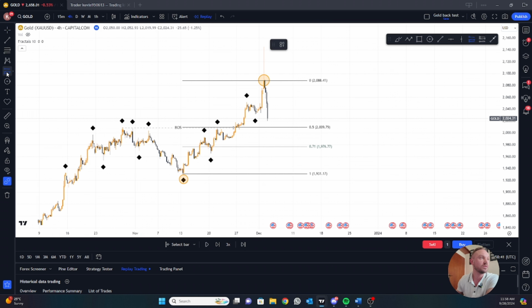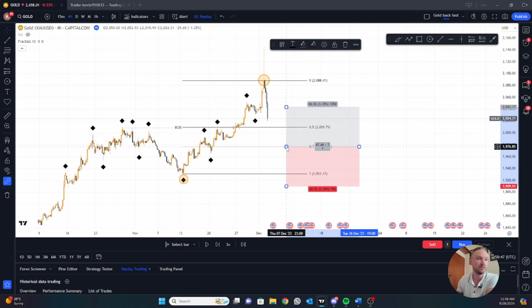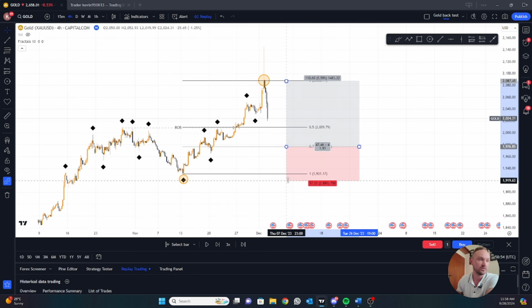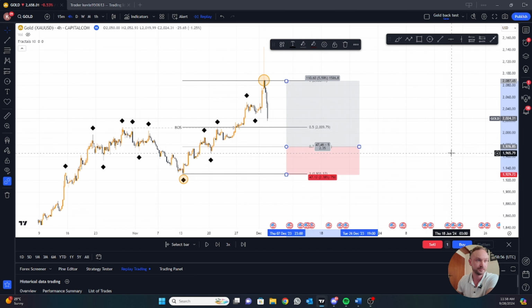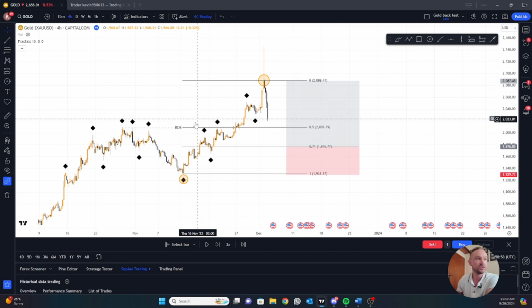And I'm going to enter a long position. As soon as the market comes back to the 71%, I'm going to enter a long. My take profit will be the last highs and my stop loss will be at the lows. Okay, so there is our first setup.